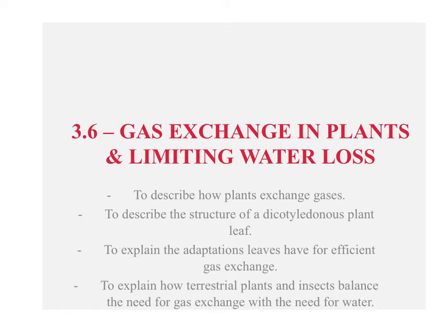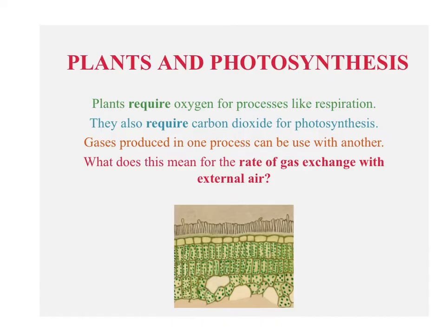So let's get started right at the beginning, and look at gas exchange in plants. Now, we know that plants require oxygen for respiration. That means they've got to somehow get oxygen in. But they're also going to require carbon dioxide for photosynthesis. So that's got to come in too. What makes plants slightly different to other biological organisms is that gases produced from, say, respiration, that carbon dioxide, can then go on to be used for photosynthesis.